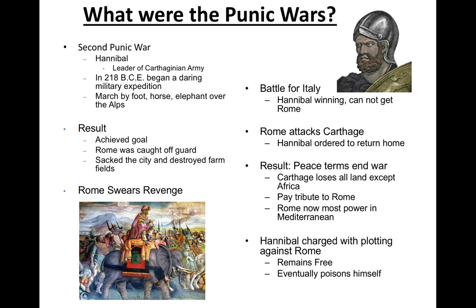Now, when we go back to Hannibal, Hannibal didn't make it home. He ends up remaining free. He ends up kind of running around the Italian countryside trying to harass the Romans. And eventually, instead of being captured and most likely executed by the Romans, he eventually poisons himself before he can be captured. And so Hannibal, great leader, great strategist here when we talk about the military, ends up dying at his own hand.